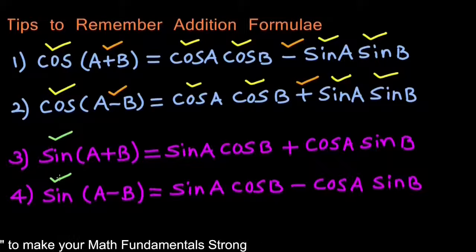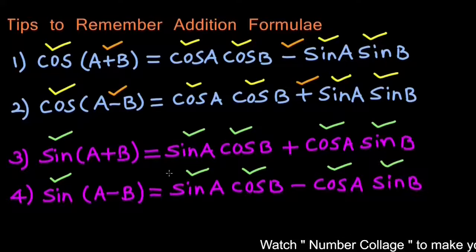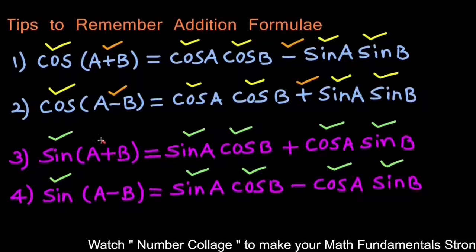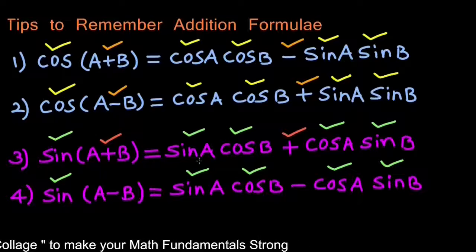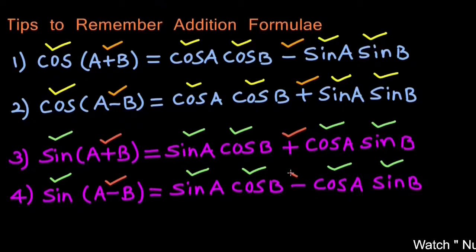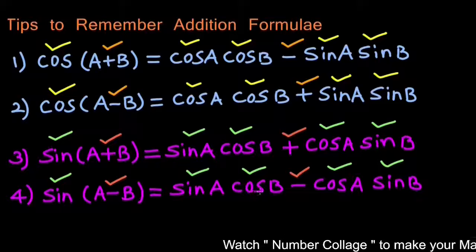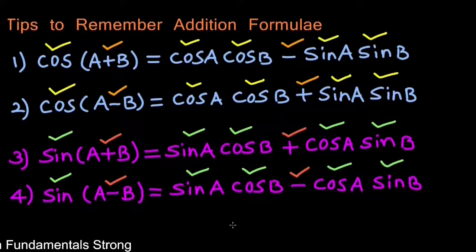The third and fourth addition formula is about sine only. And in addition formula of sine, the terms sin A cos B, cos A sin B, sin A cos B, cos A sin B are repeated, and when there is a plus sign between A and B, there is the same plus sign between sin A cos B and cos A sin B. And when there is a minus sign between A and B, there is same minus sign between sin A cos B and cos A sin B. So these are some simple tips which might be helpful in remembering and recalling these four addition formulae.